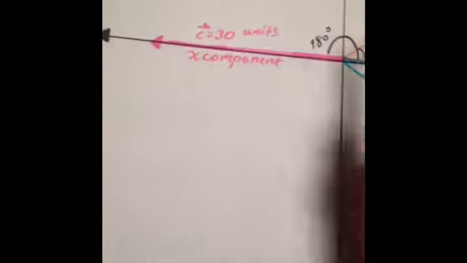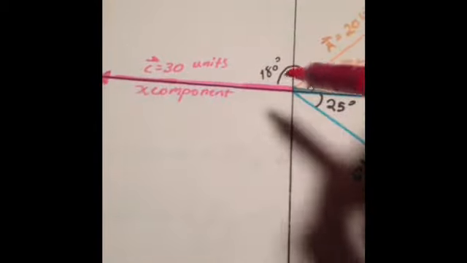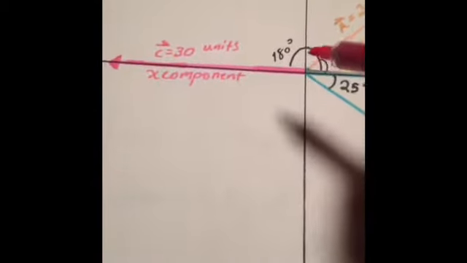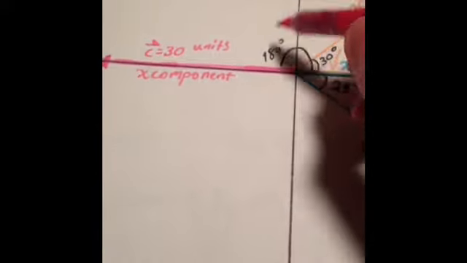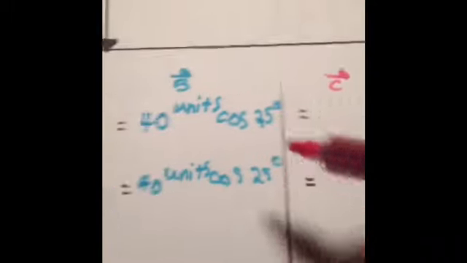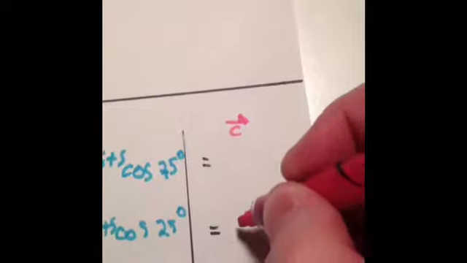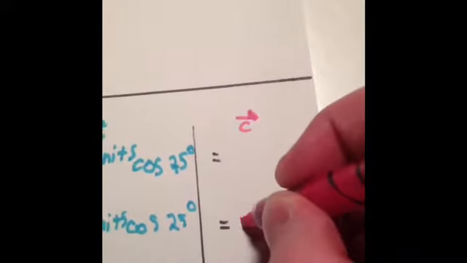And then do the same thing for vector C, but if you notice, vector C lies directly on the x-axis, so it has no y component. If it has no y component, then you simply place a big 0 there for component C.